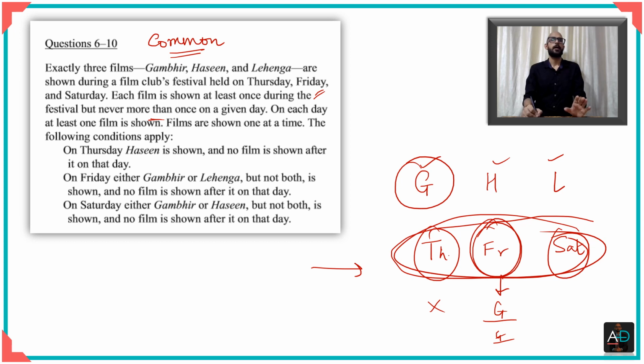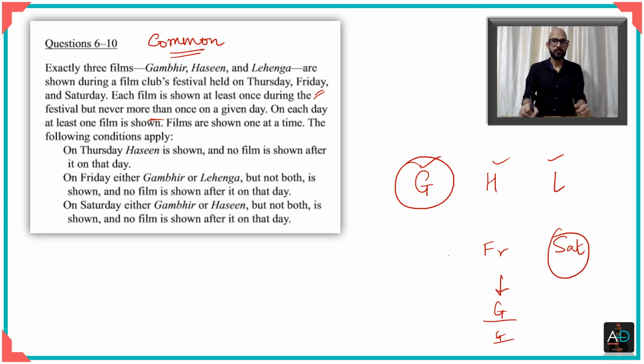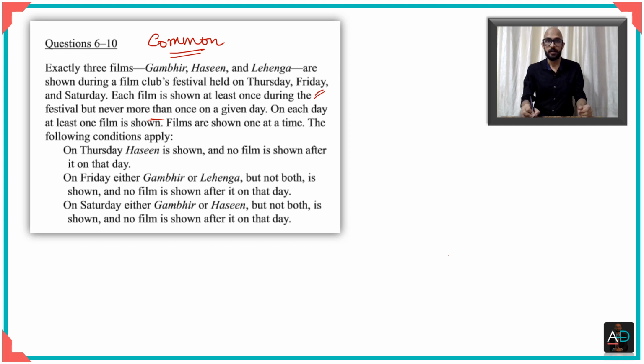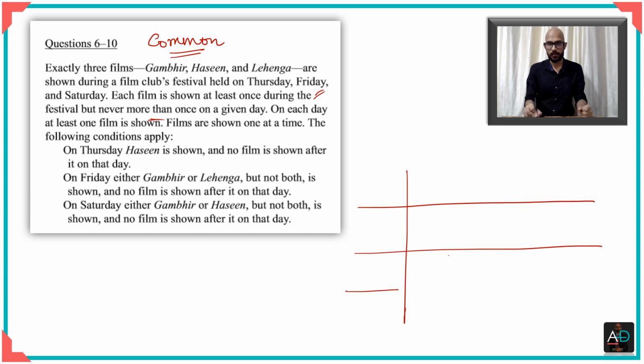Now, at this point, we need to represent this diagrammatically, right? We need to make a kind of table for ourselves. Now, how do you make the table? Which one do you put vertically and which one do you put horizontally? That's a question, right? For example, if I want to make a table, this is the table that I want to make. Okay. Now, I need to know whether I need to put Gambhir, Haseen and Lehenga, whether I need to put them here.